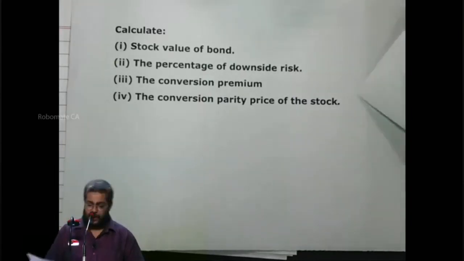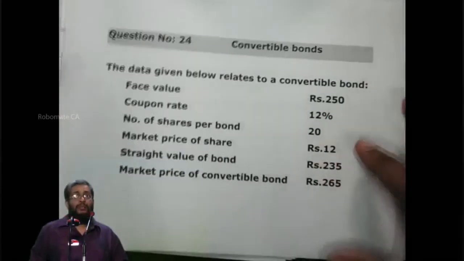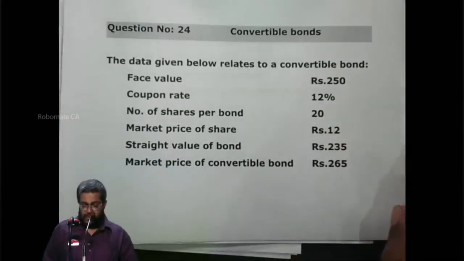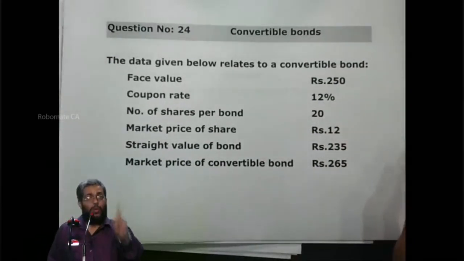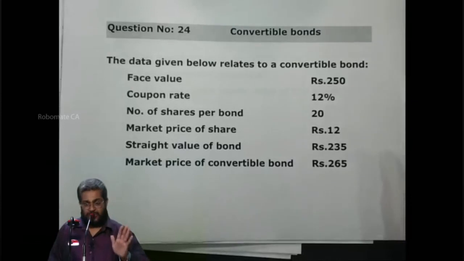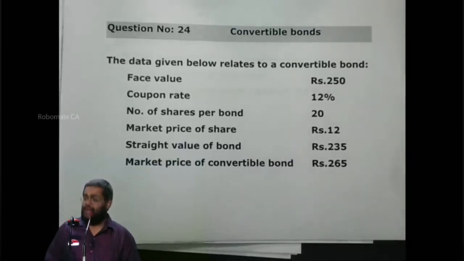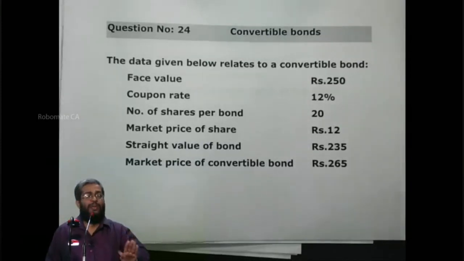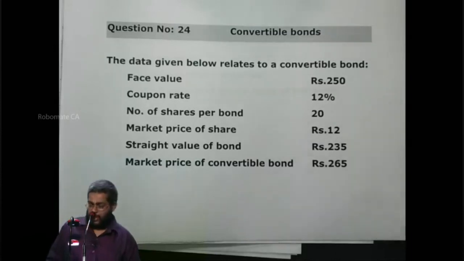Can I start or not? Write down first. Before that, tell me, one bond can be converted into how many shares? Can be converted into 20 shares. Got it or not? No. Today I buy the convertible bond. How much should I pay to buy it? 265. I want to buy a normal bond, straight bond. How much should I pay? 235. I want to buy a share. How much should I pay?